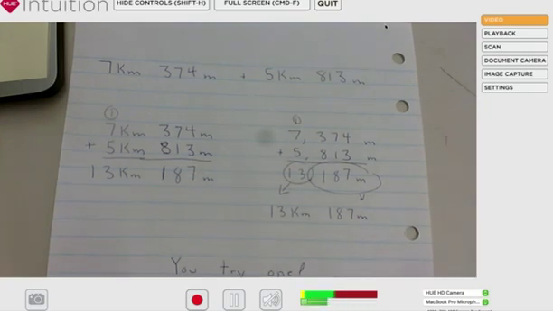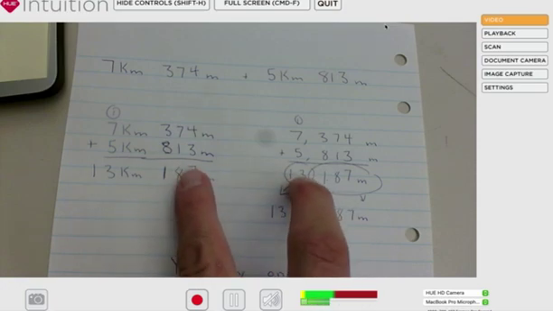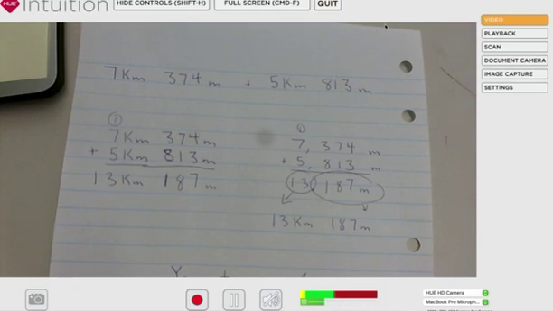I'd like you to pause the video, and whichever method you wish, I want you to copy that method right down in your notes right now. Okay? Go ahead and pause the video and do that now.